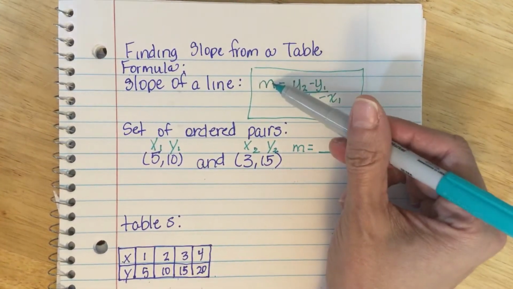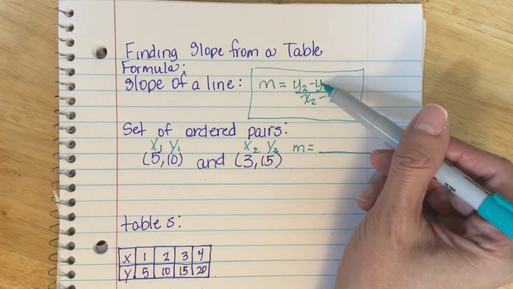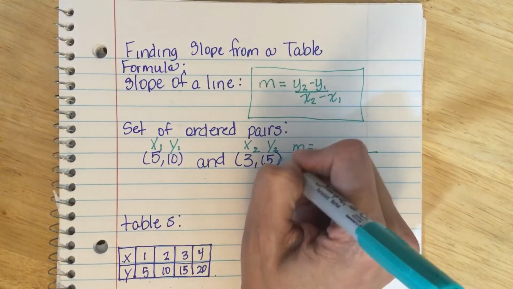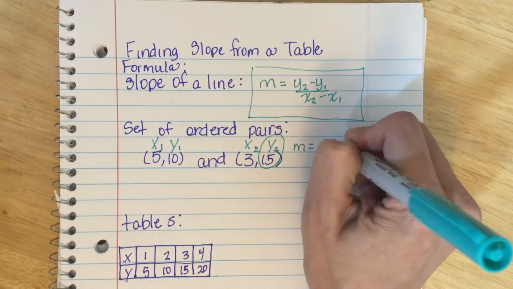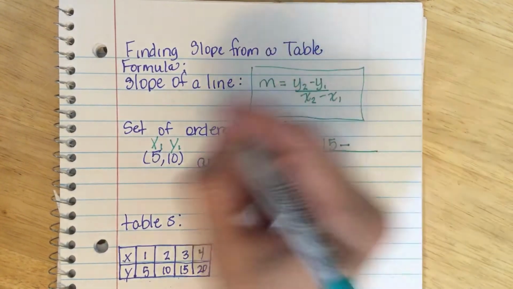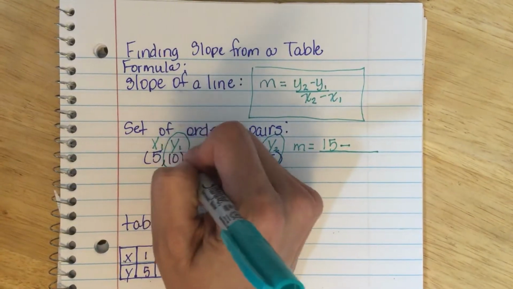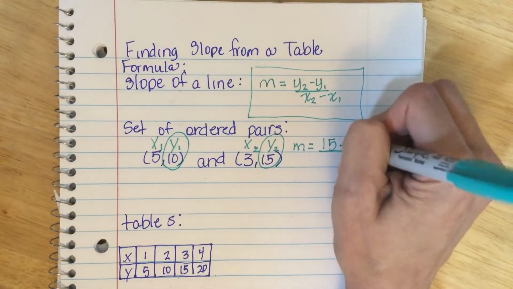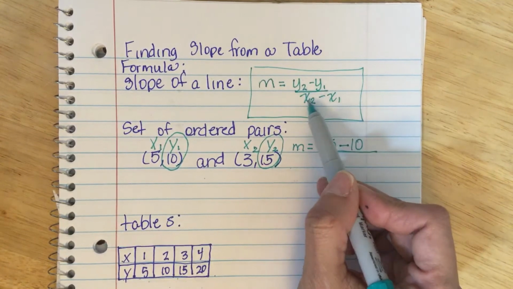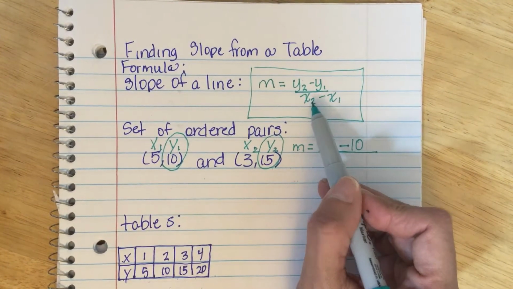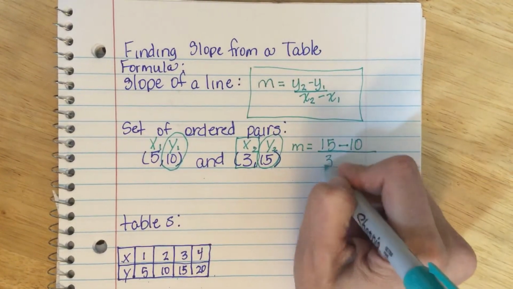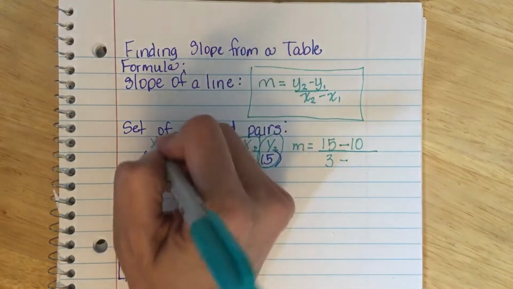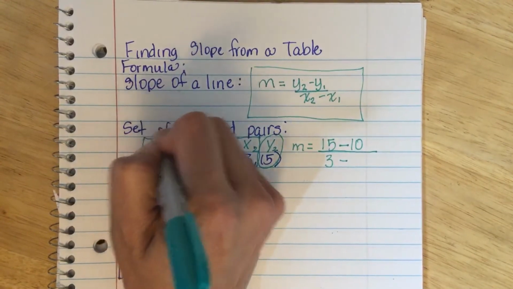So all I'm going to do is take the information I have here and substitute it in the formula. So remember, it's m equals y2 minus y1 on top. So right here for y2 I have 15 minus y1. y1 is 10. On the bottom it's x2 minus x1. For x2 I have 3. And for x1 I have 5.